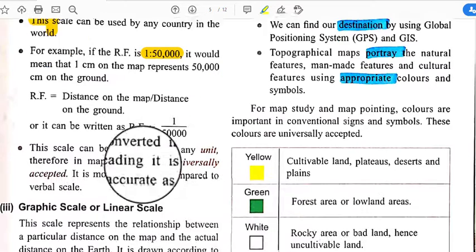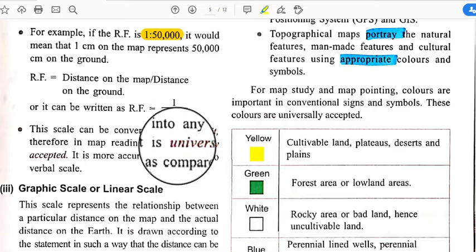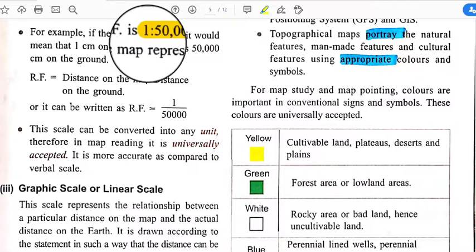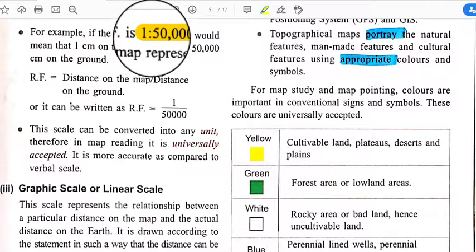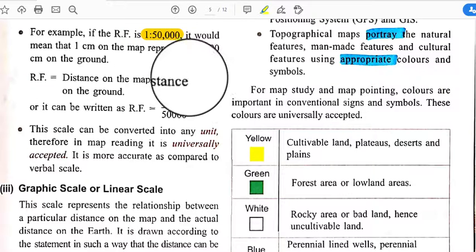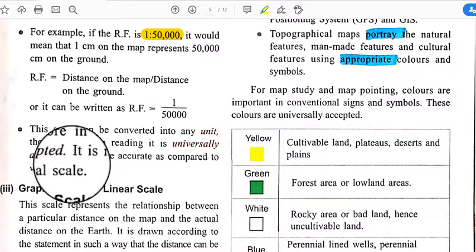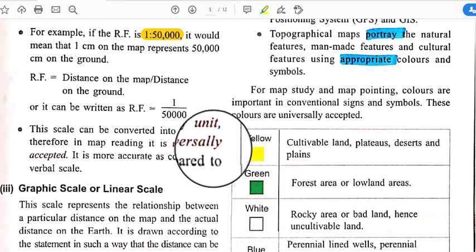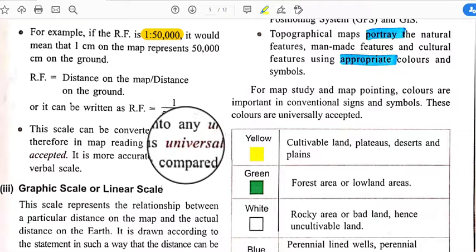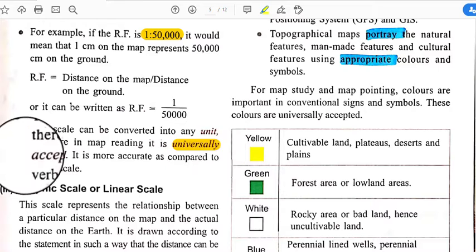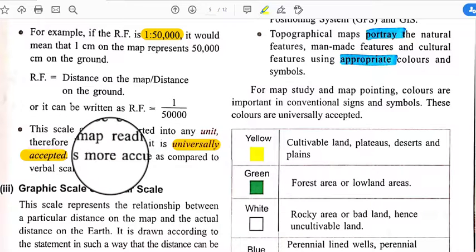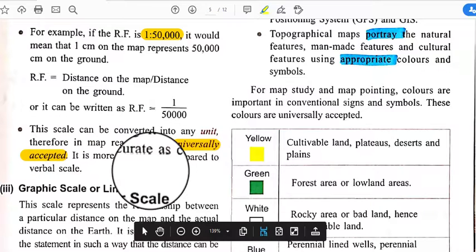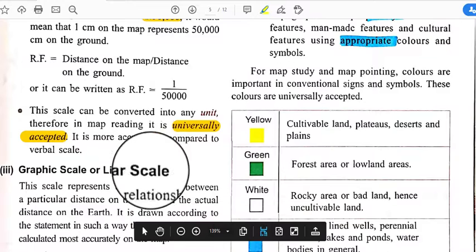This scale can be converted into any unit. If we let 1 kilometer represent 50,000 kilometers, the scale will remain the same. Therefore, in map reading it is universally accepted, because any country can use this scale.